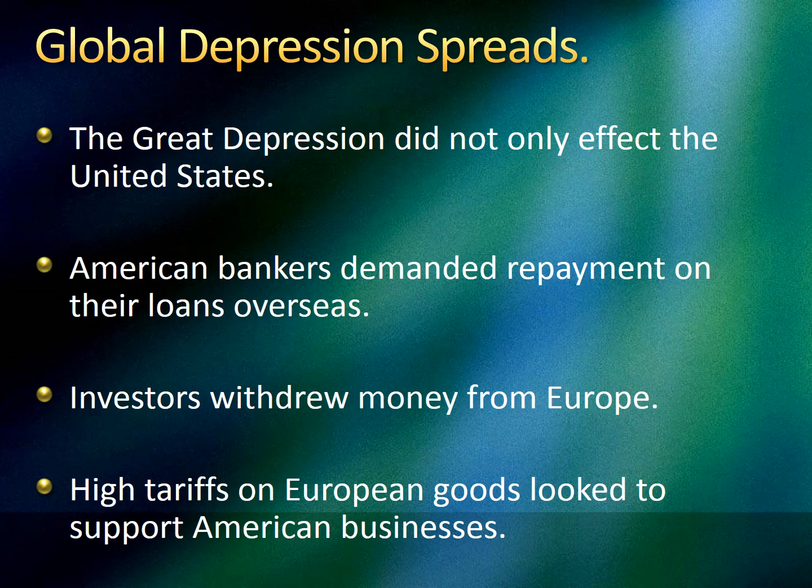So the Great Depression did not only affect the United States. American bankers demanded repayment on their loans overseas. Investors withdrew money from Europe, and high tariffs, which are taxes on imported goods, the goods coming into our country from other countries. So high taxes on European goods look to just simply support American businesses. So we're basically telling Europe, no, no, we don't want your things. We want to only support our businesses here. So that definitely hurts European companies as well. It didn't work out as well for Americans either, but it does hurt European businesses too.